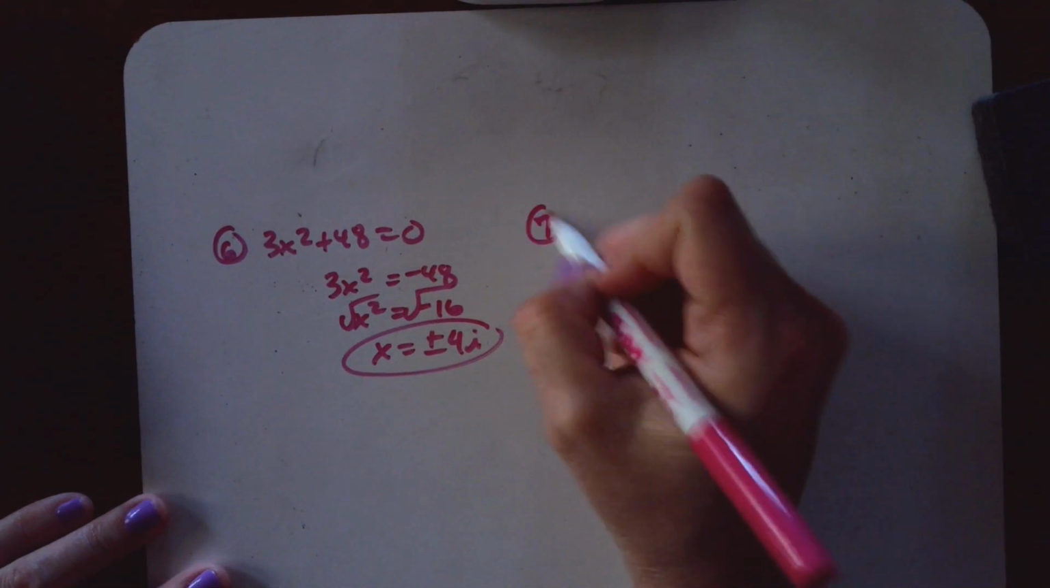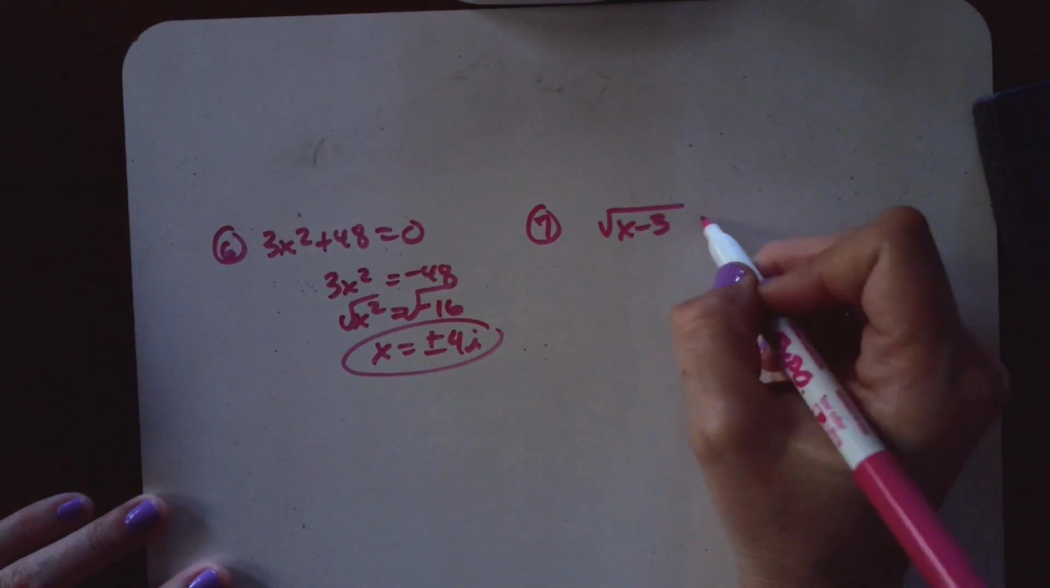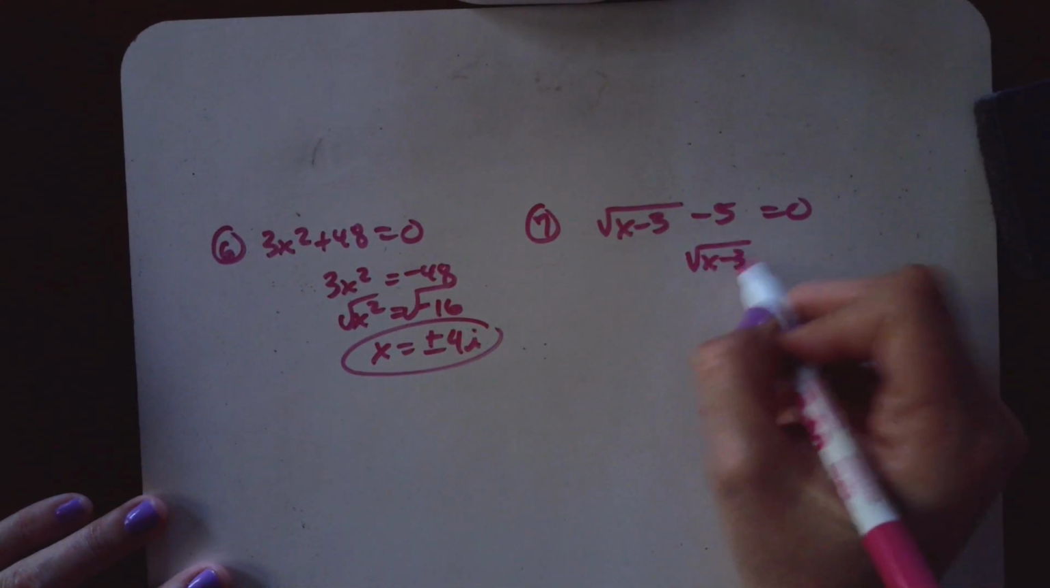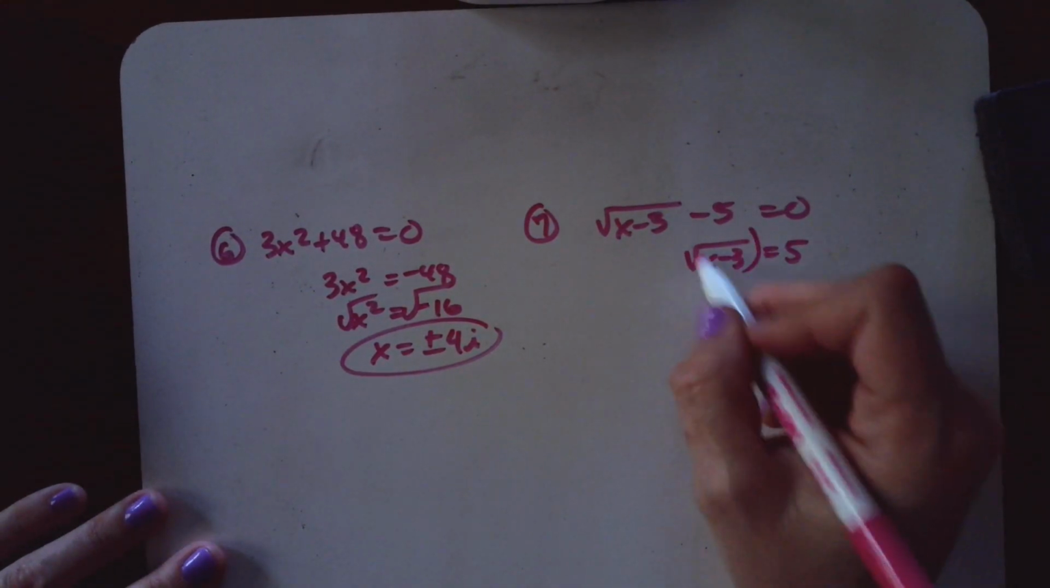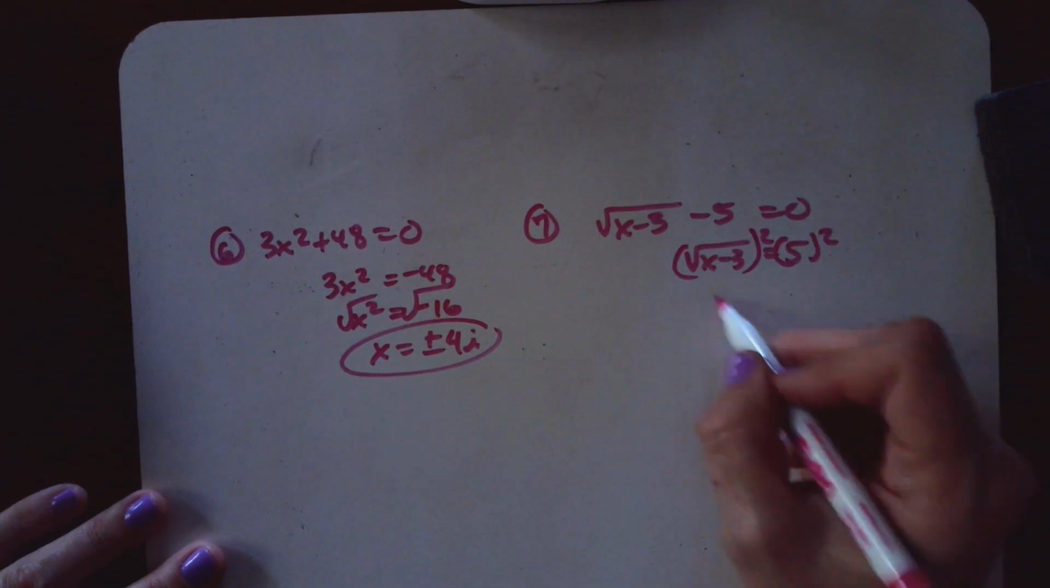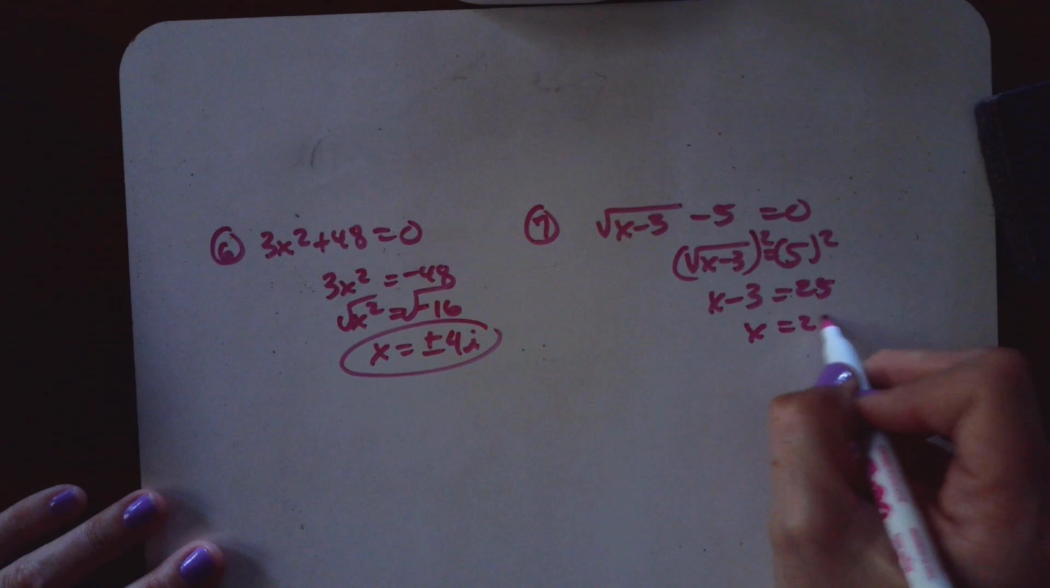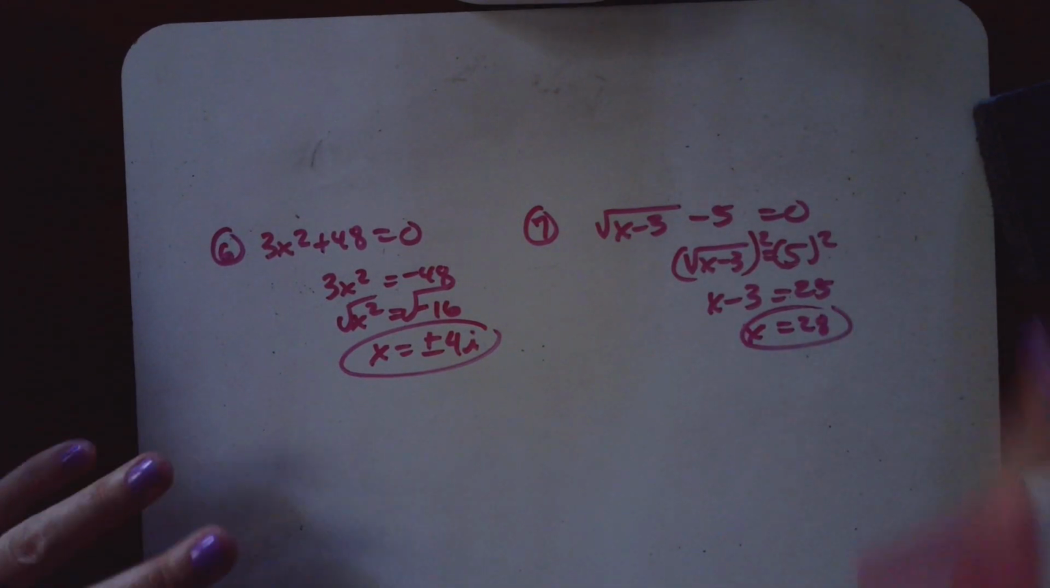All right, number 7. Number 7 says the square root of x minus 3 minus 5 equals 0. So move that 5 over. To get rid of a square root, I'm going to square both sides. So x minus 3 pops out, and we get 25. Add 3, 28.